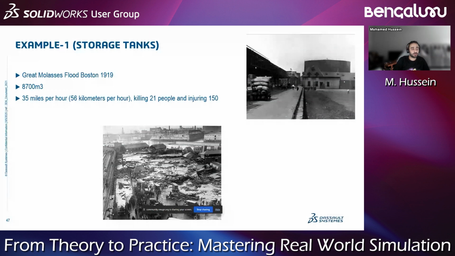That was the picture after this leakage. So it was a real flood. There was around 56 kilometers per hour speed of this flood. It killed 21 persons, and there were 150 injuries.